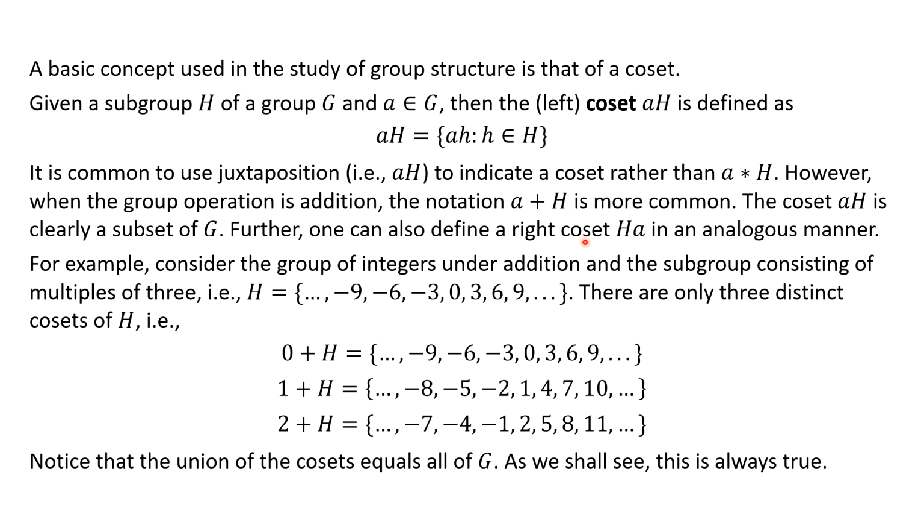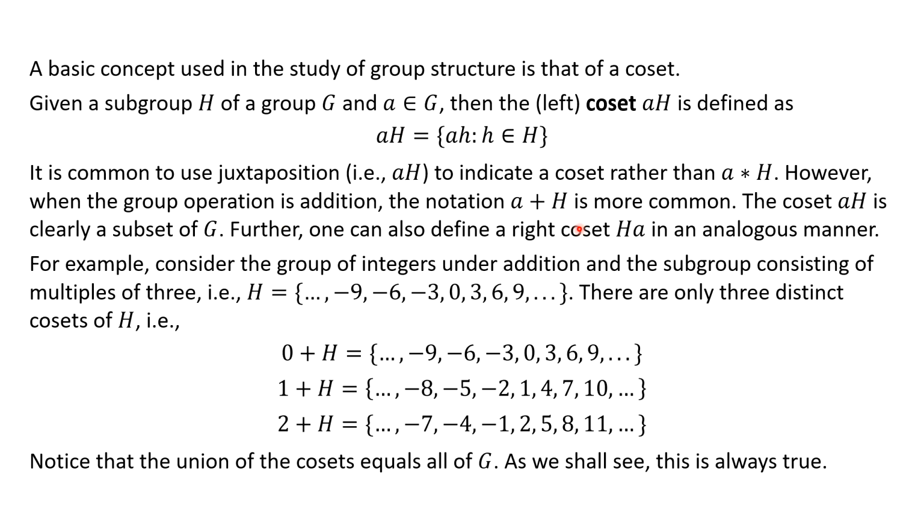Given a subgroup H of a group G and an element a of G, which may or may not be in H, the left coset aH is defined as the set of all multiples of a times the various elements of H. Sometimes you'll see a notation like this, not as often, where the star is the group operation. And if the group operation is addition, you'll see this notation, which in fact I use sometimes. So any one of these three notations could be used.